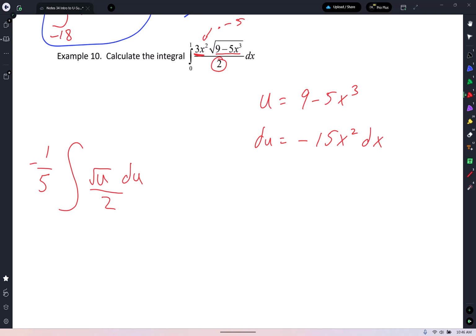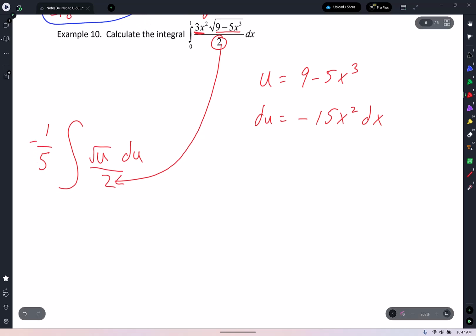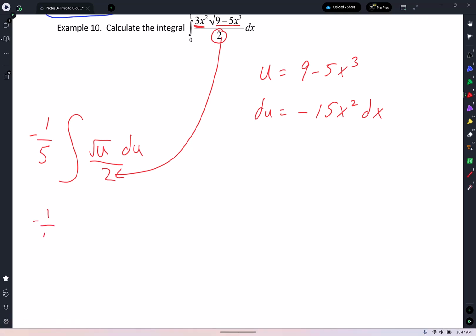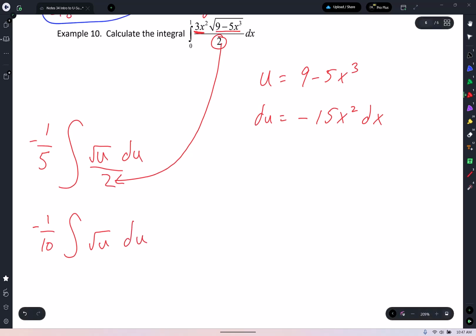Are we okay, guys? Make life easier. Can I take that 2 out of there? It's a constant. Yeah, you can. Negative 1/10 integral square root of u du. Is anyone freaking out?